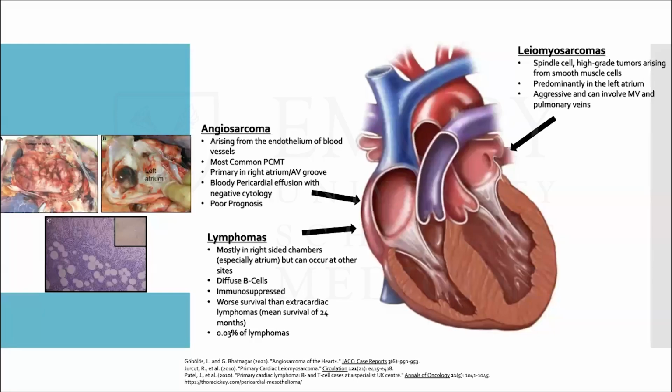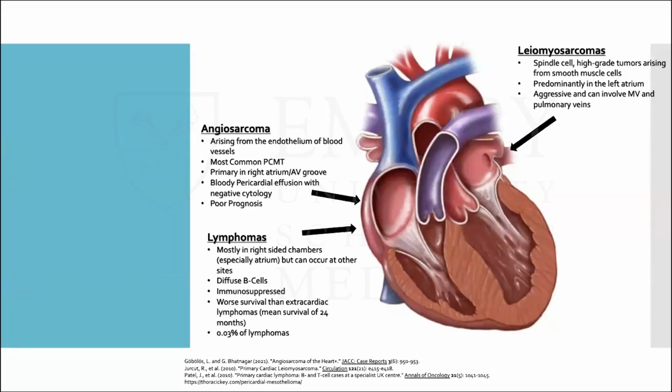And they often occur in individuals who are immunosuppressed. So it's been found that those who have HIV or transplant patients who are taking immunosuppressants are particularly prone to these types of lymphomas. Now, again, these lymphomas comprise a very, very small proportion of the total lymphomas that happen in the body, about 0.03%. However, when they do occur, they generally have a worse prognosis than extracardiac lymphomas, with a mean survival time of 24 months. So it's exceedingly rare, which is kind of the theme of the primary cardiac malignant tumors, but it is a devastating diagnosis with a horrible prognosis.